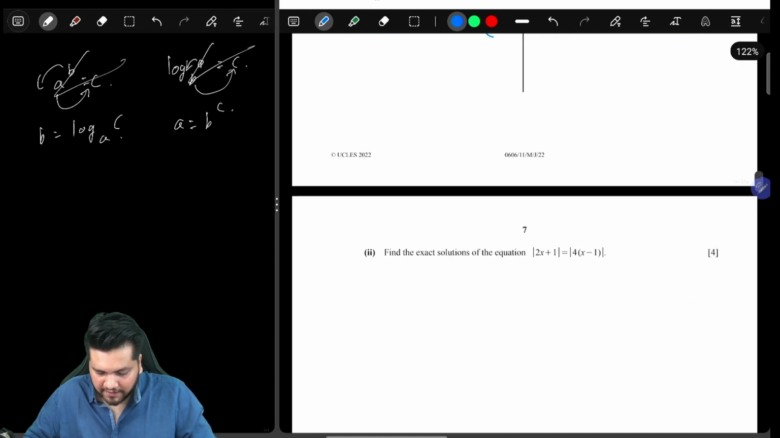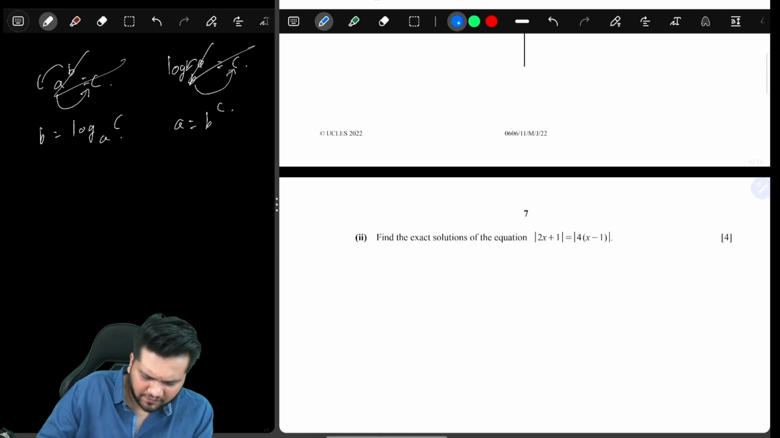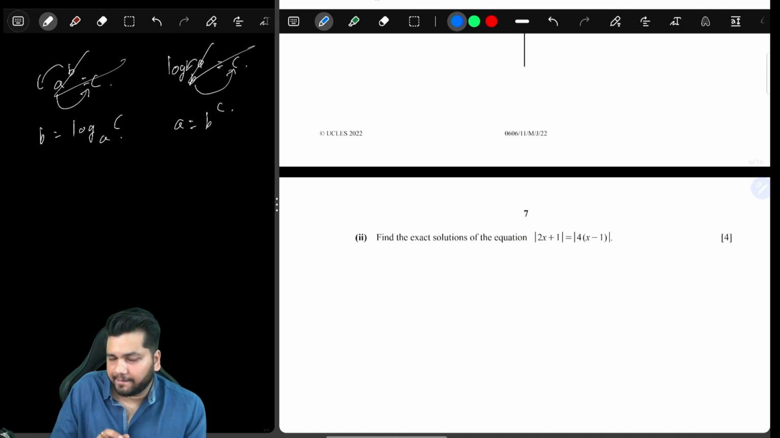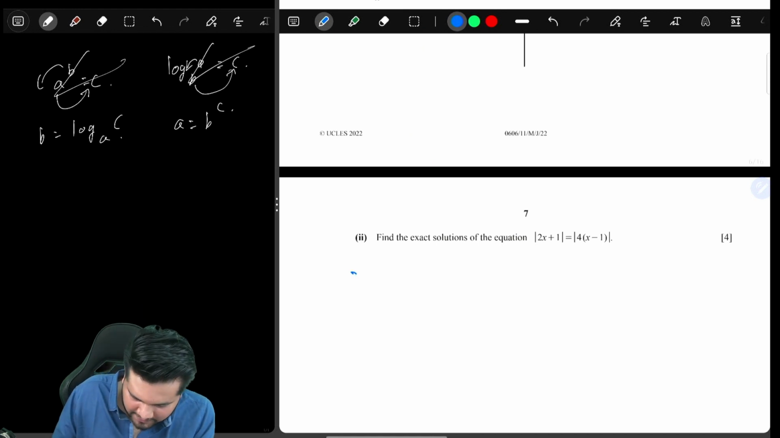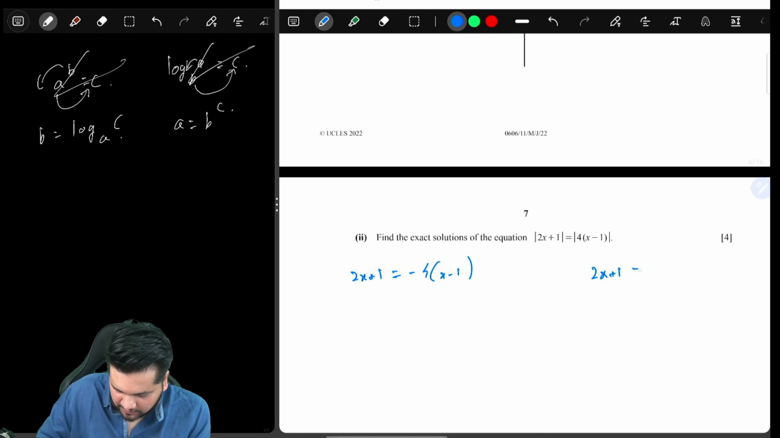And now they're asking, find the exact solutions of this equation. So obviously it's a mod, it's very simple. Whenever I have mod equal to something, I'll do 2x + 1 is equal to minus (4x − 1), or 2x + 1 is equal to 4x − 1.